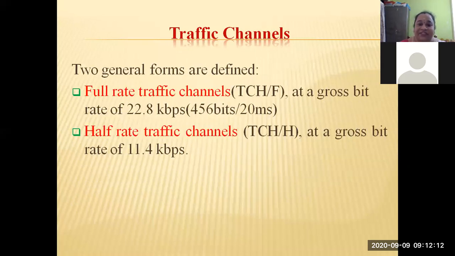Next, the traffic channels are also available in two categories, having the 26 multi-frames, based upon the traffic rate. How they convey the traffic is varied by the traffic rates. So we have the full rate traffic channels and also the half rate traffic channels. Full rate traffic channels have a gross bit rate of 22.8 kilobits per second, whereas half rate traffic channels accommodate half of the full rate, that is 11.4 kbps. So these are the two forms of the traffic channels.